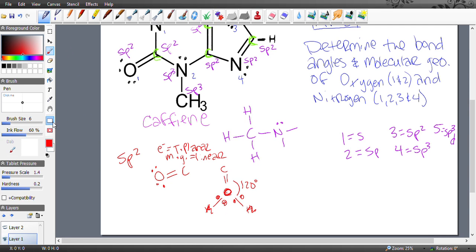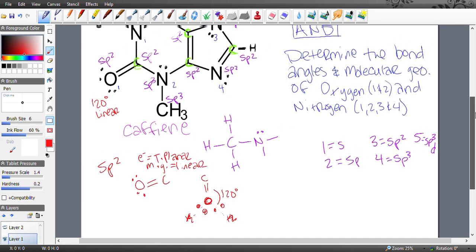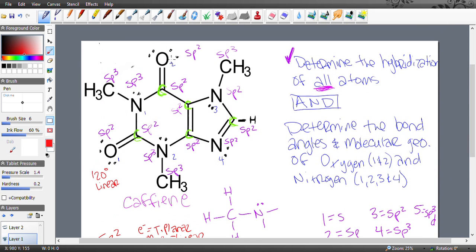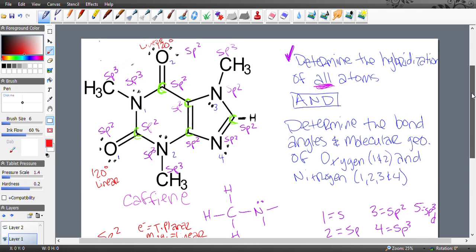Right, so let's get rid of that. So it's still 120 degrees. So 120 degrees, but it's also linear when you're talking about molecular geometry. Okay, oxygen 2 just so happens to be the same thing. So 120 degrees, linear.